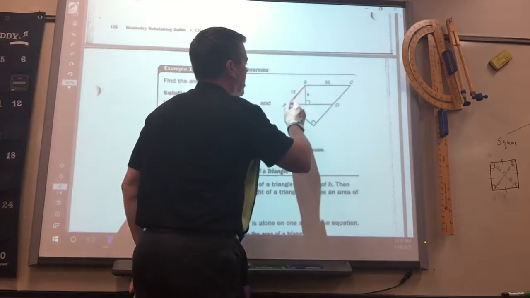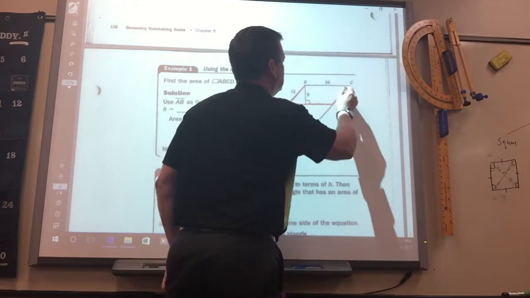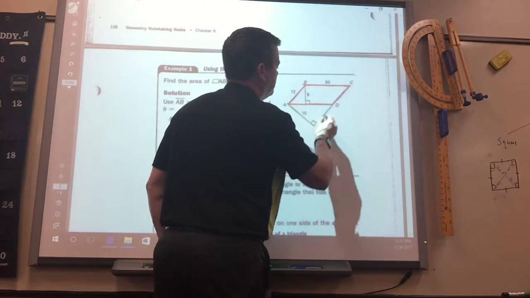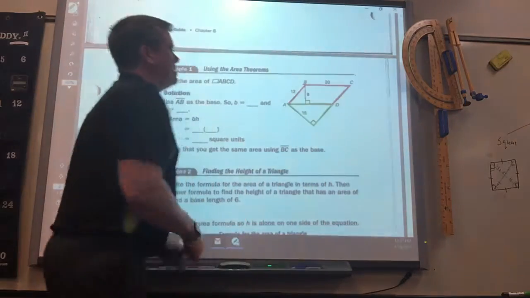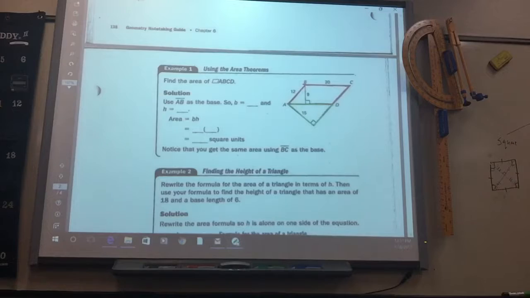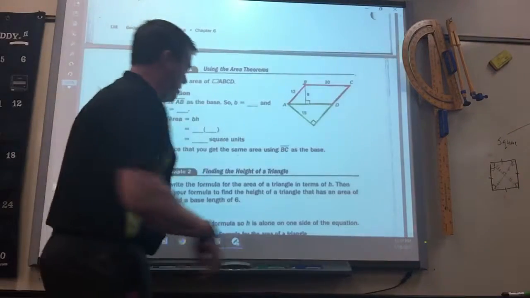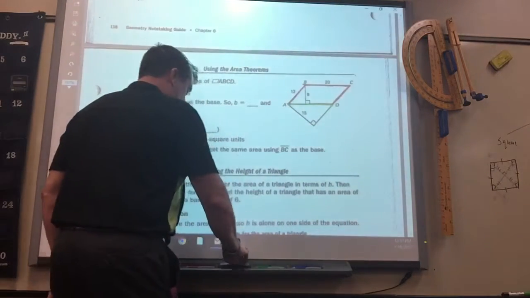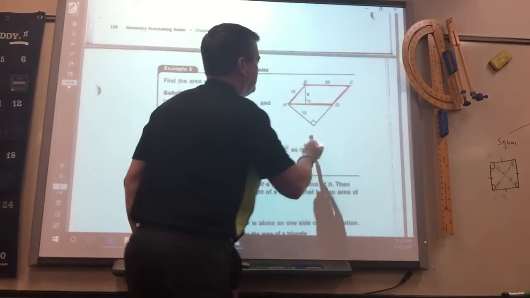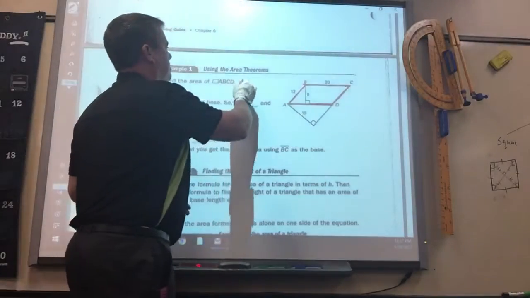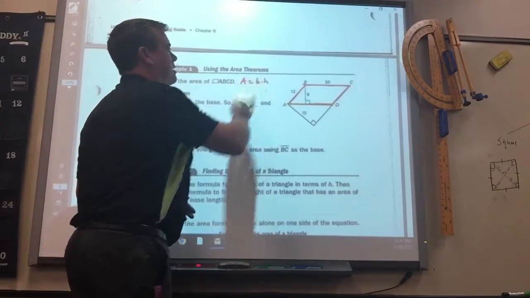This is a parallelogram right here, and then there's a triangle right there. So we got to find, oh, they just want the parallelogram, A, B, C, D. So all we got to worry about is this part. And again, it's simple. Area of a parallelogram is the base times the height.